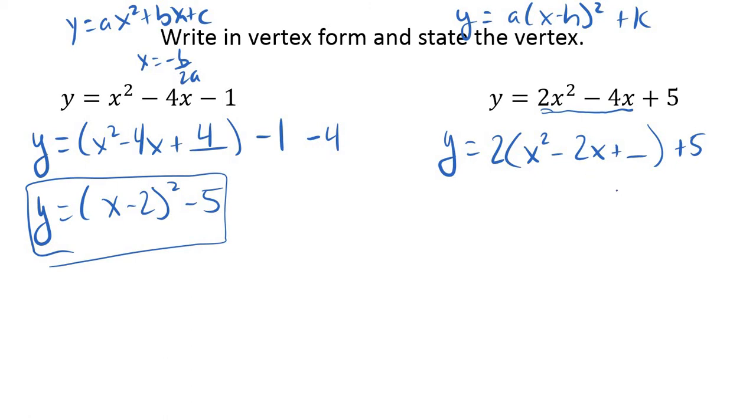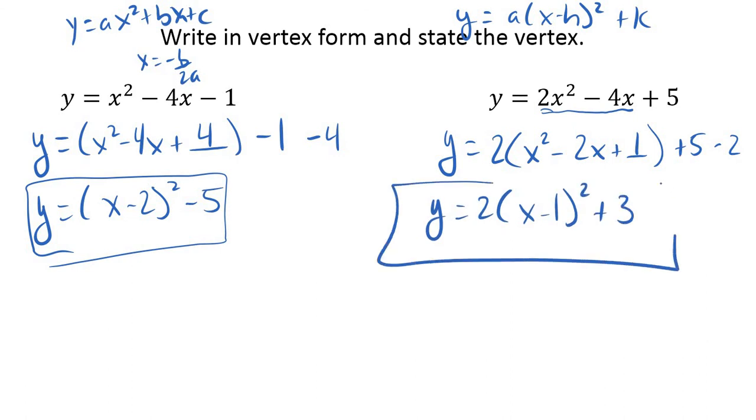Half of 2 is 1, squared is still 1. Now here's where it's just a little different. I didn't just add 1, I added 2 times 1, which is 2. So I need to subtract 2 out here. So I just added 2, I subtract 2 to keep it the same. Y equals 2 times (x minus 1) squared plus 3. Look at that. Just like that, I wrote that in vertex form.